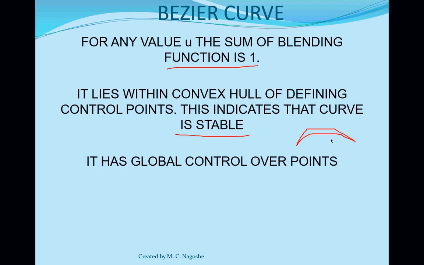It is not going to change drastically if I change the points rapidly. That's the advantage. Most importantly, it has global control over all the points. So if any one point changes, the whole equation changes. In certain cases it is a disadvantage, in certain cases it is an advantage. That we will see in the case of surface modeling.